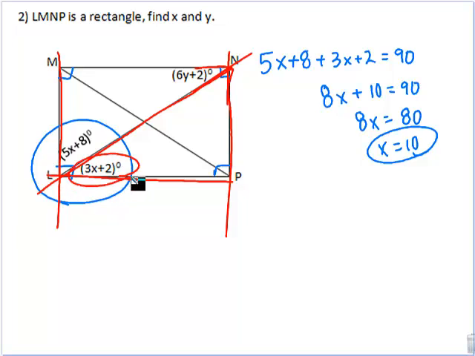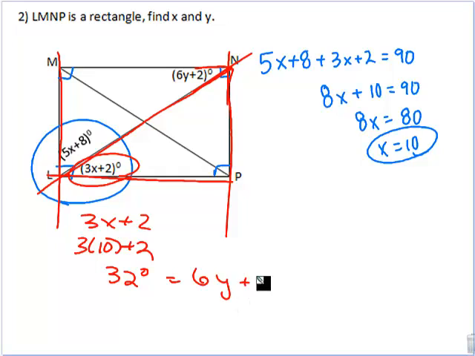Okay. If I solve for 3x plus 2 by plugging in 10, what can you tell me about 6y plus 2? Yeah, it needs to equal that same angle because those are alternate interior. So, okay, so 3x plus 2, so 3 times 10 plus 2, so 32 degrees. Okay, so 32 degrees here, so what does 6y plus 2 have to equal then? That has to equal our 6y plus 2. So how would we solve that? Okay, so 30 is 6y. So y is 5.